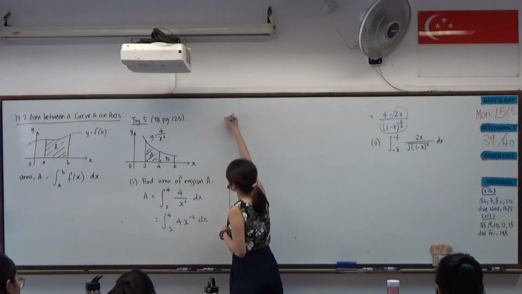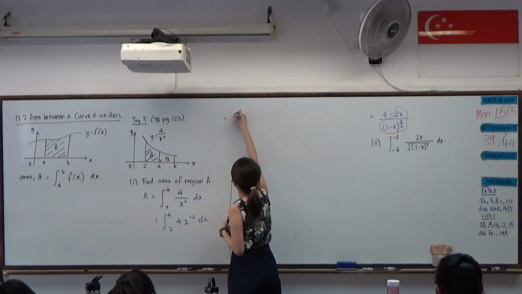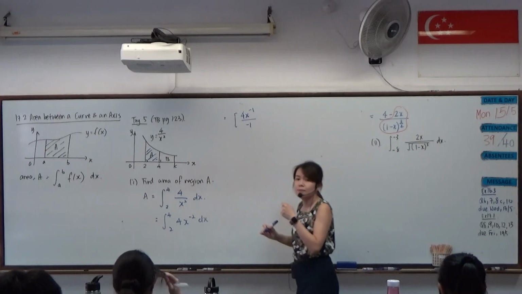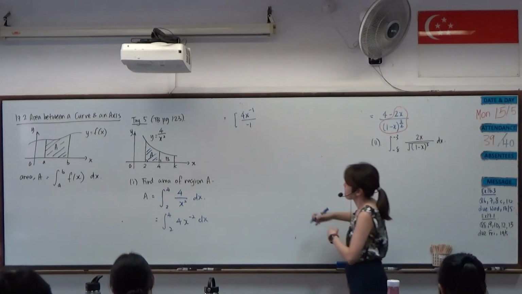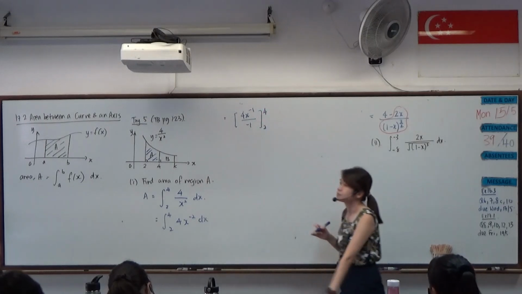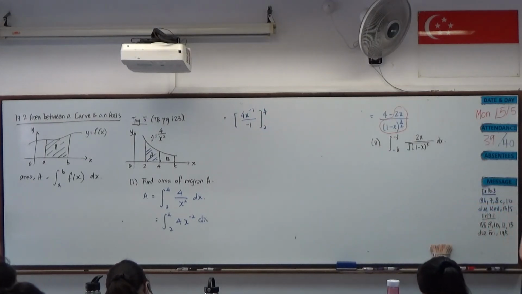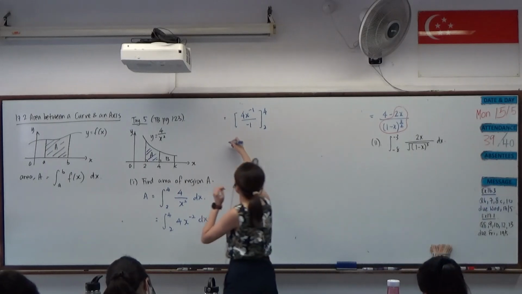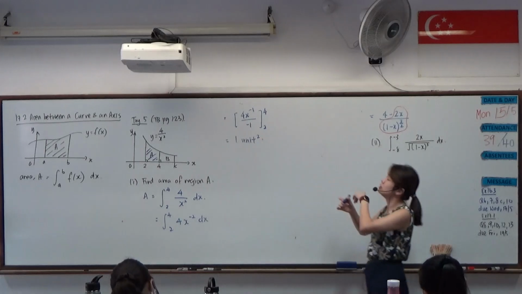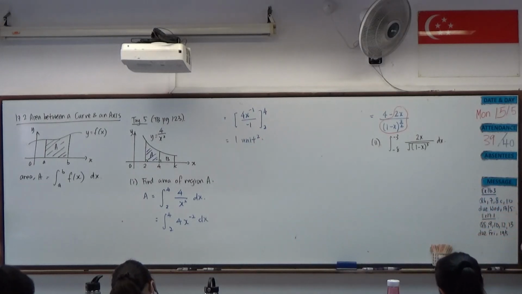Hence, we will get 4x to the power negative 1 over negative 1, because power plus 1, with the values 2 to 4. Upon substitution of the values, we find that the area would actually be 1 unit squared. Because we're trying to find out area, there should be units, and the unit in a generic sense will be unit squared.